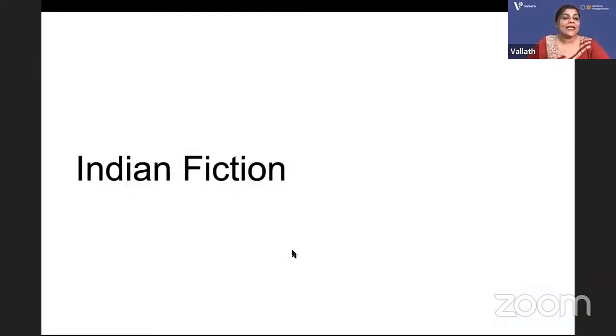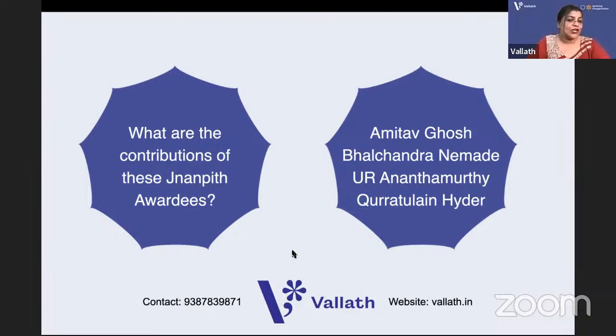Now, a little bit on Indian fiction. What are the contributions of these Jnanpith awardees? Amitav Ghosh. All these are people who got the Jnanpith Award. Very important writers. Amitav Ghosh is an extremely important post-colonial writer. These days, he writes about climate change also. Amitav Ghosh's Shadow Lines, Hungry Tide, In an Antique Land, Glass Palace, Ibis Trilogy, these are all very important.